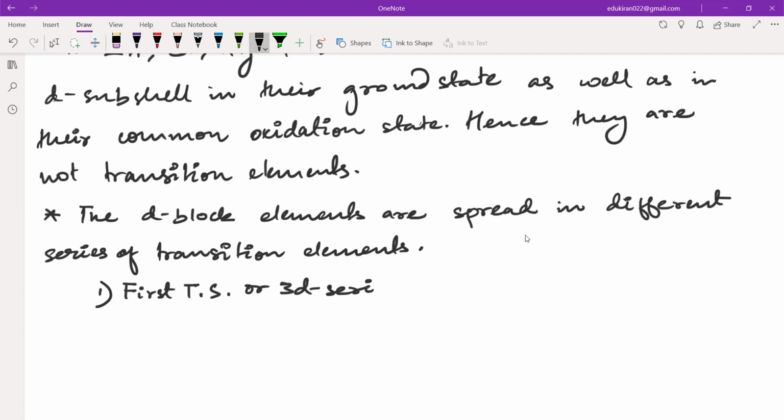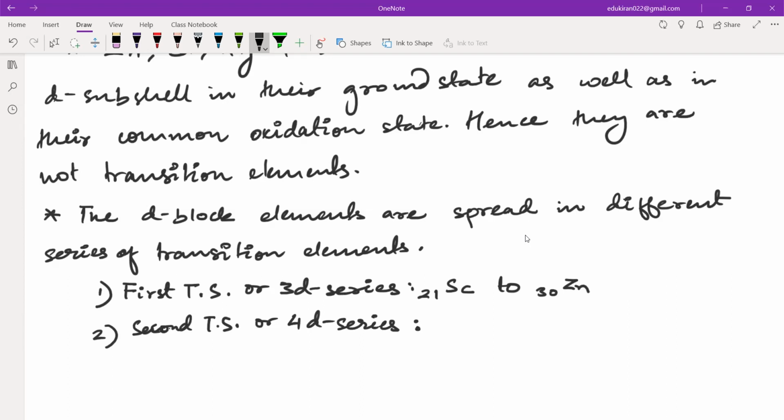Why 3D series? Because in this series of elements, the last electron is getting filled up in the 3D subshell. So it starts with the atomic number 21, that relates to scandium, and goes to zinc, that is 30. Second is the second transition series or the 4D series. So the 4D series will start with yttrium 39 to cadmium 48.